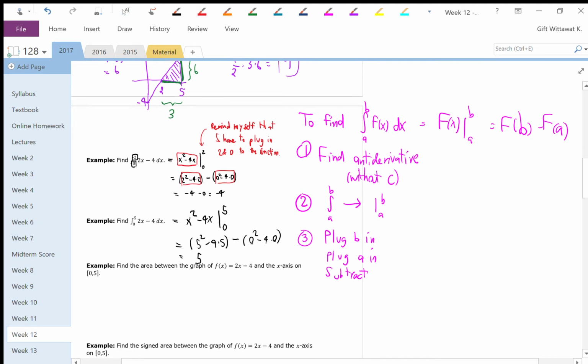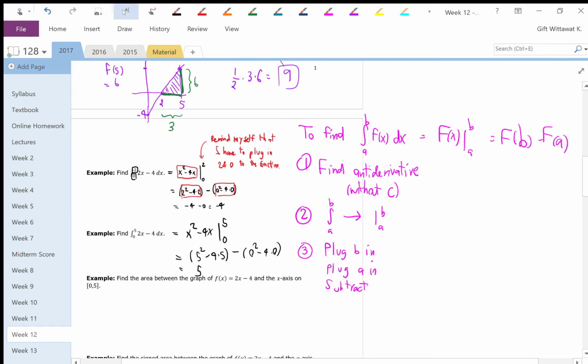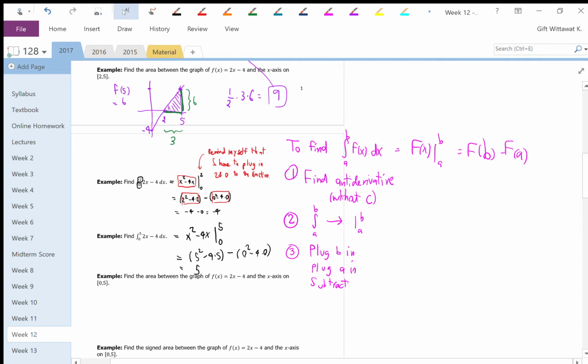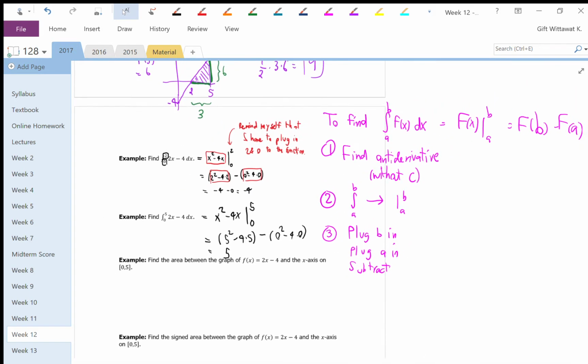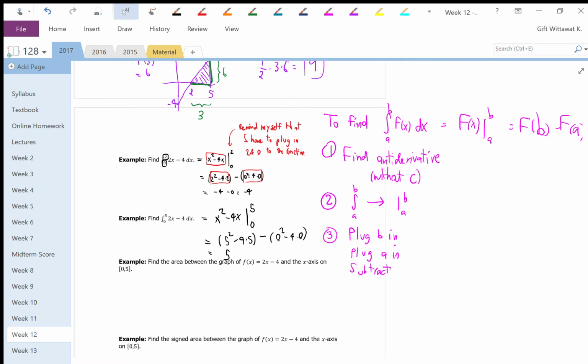For the next one, I'd like to find the area between the graph of 2x minus 4 and the x-axis on 0 to 5. This should be rather straightforward. We have already seen the graph of 2x minus 4. From 0 to 2, we see that this is just a triangle. The base is 2, the height is 4. And from 2 to 5, we also have a triangle. The base is 3, the height is 6.